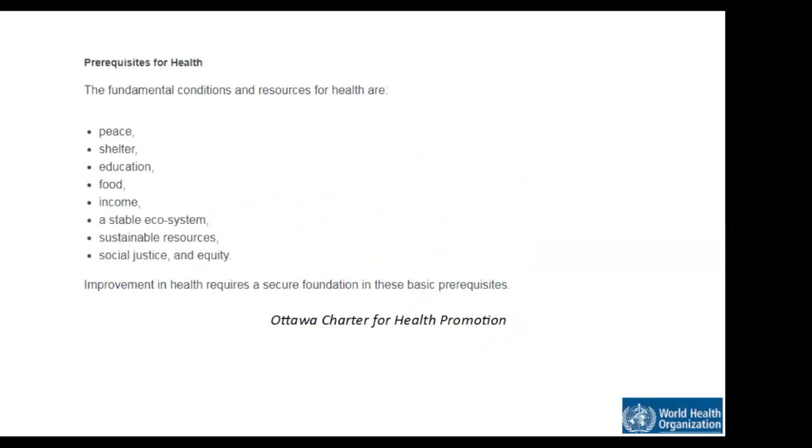Now, the World Health Organization, through their first health promotion conference, developed a charter, and it turns out that there are actual fundamental conditions and resources for all of us for health, and those happen to be peace, shelter, education, food, income, having a stable ecosystem, sustainable resources, social justice, and equity. So in order for us to improve our health, it requires a secure foundation in these basic prerequisites. So we all need all of these to really remain healthy and have well-being throughout the world.